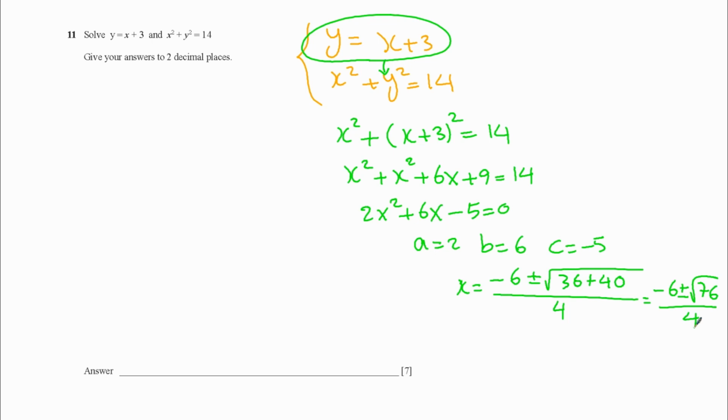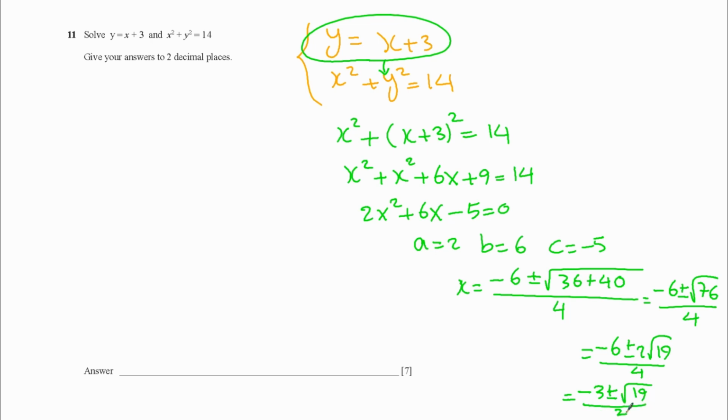a is 2, b is 6, and c is minus 5. So this looks fine to me. So I'm going to simplify as it is. I'm just going to write minus 6 plus or minus 2 square root of 19 over 4. And the other answer: basically, if I factorize 2 from the numerator and simplify it with the 2 in the denominator, I will have minus 3 plus or minus the square root of 19, all divided by 2.